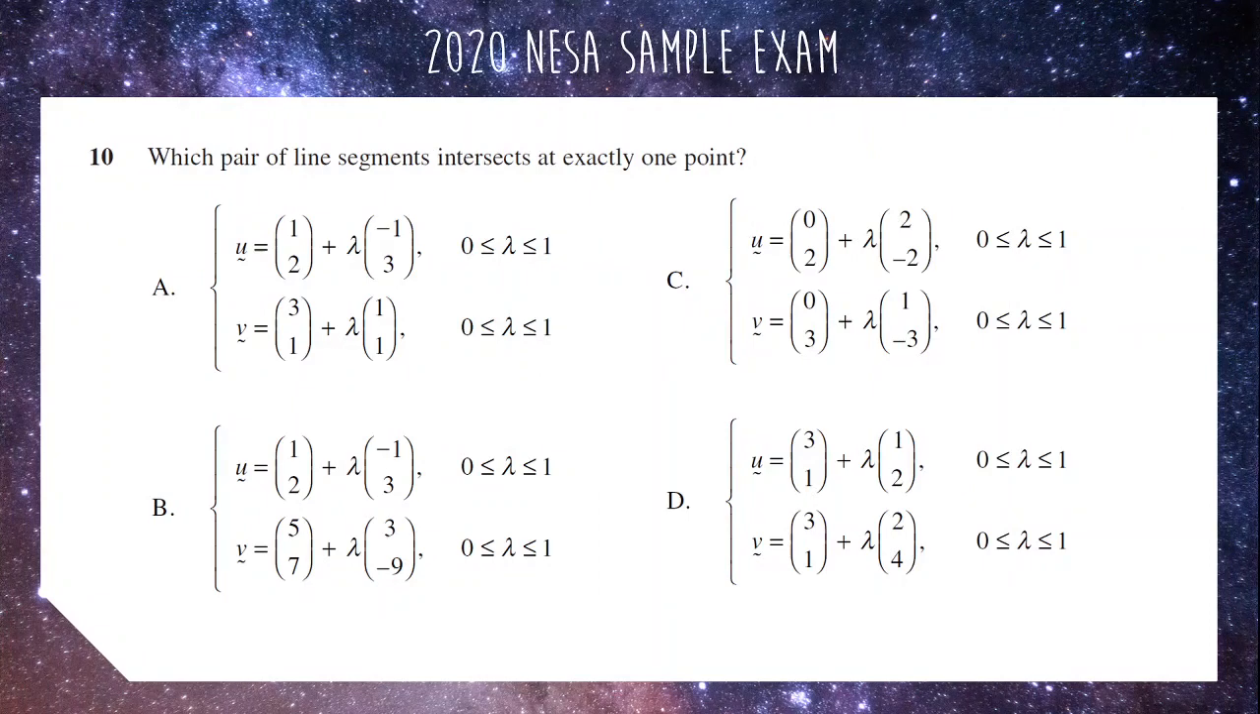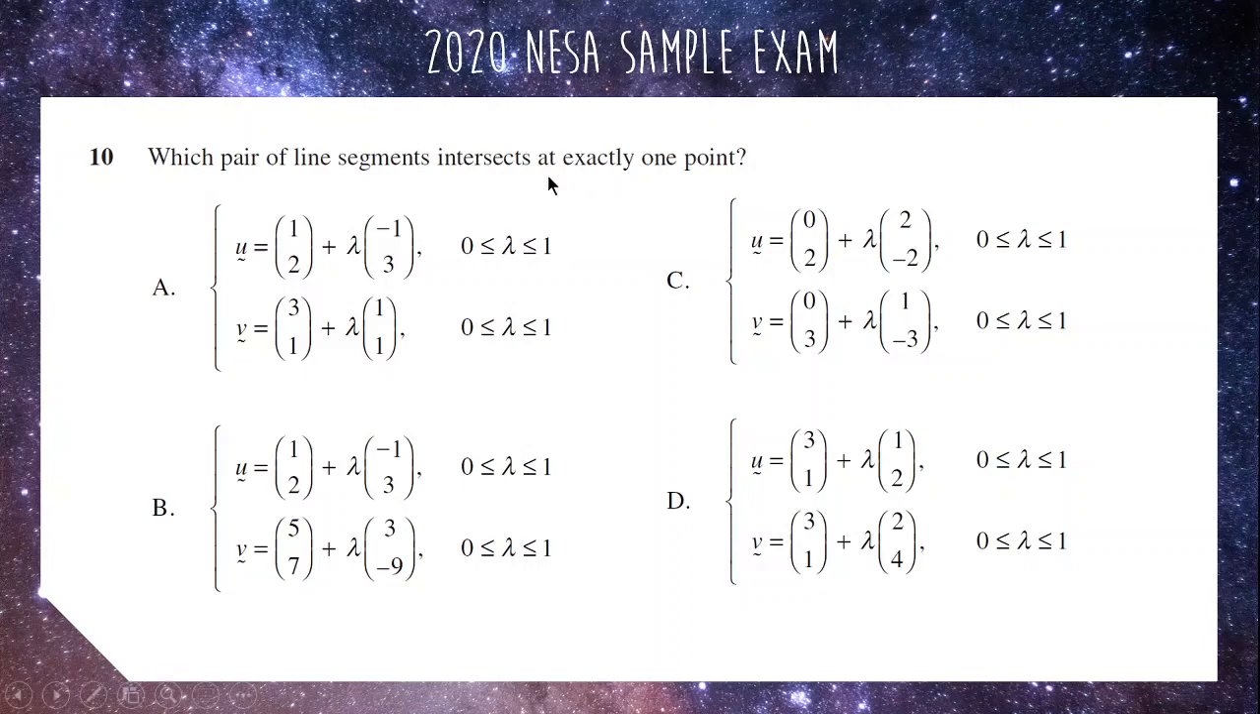Again, this is from the recently published sample exam. This is question 10 in the multiple choice, which is usually a pretty tough question. This one's not too bad. We have 4 pairs of 2D line segments. These are line segments, not lines, because as we were looking at before, when you limit the value of the parameter lambda, instead of getting an entire line, you get just a section of a line. We have 4 pairs of line segments. Which pair intersects at exactly 1 point?